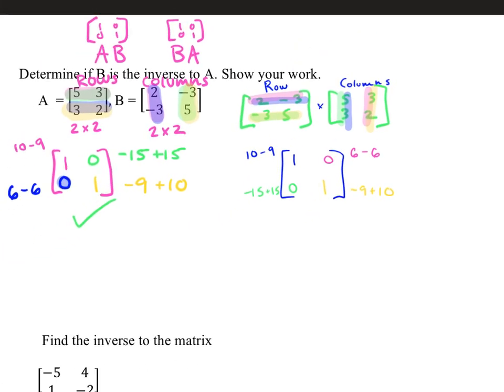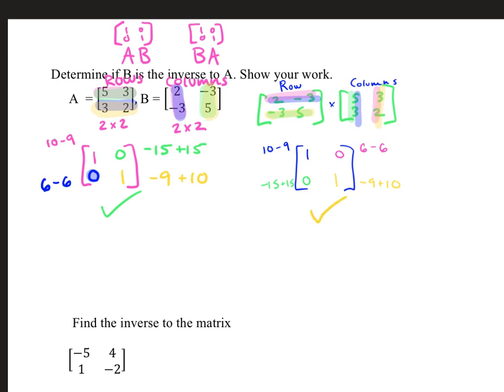Did we get the identity matrix? Yes. So are these inverses? Is B the inverse to A?